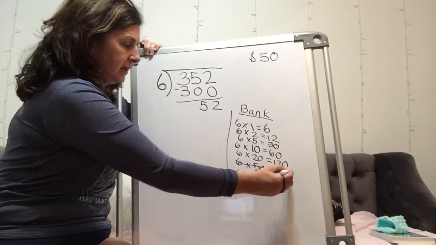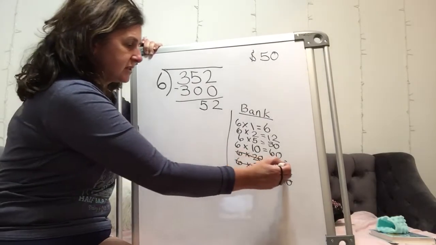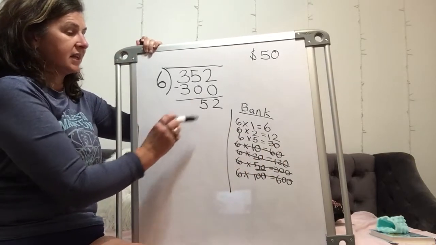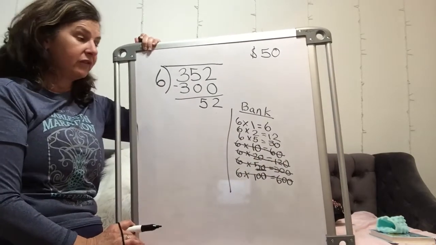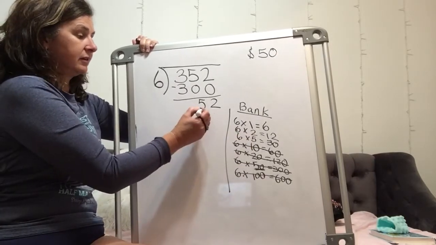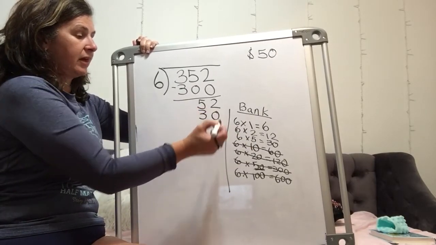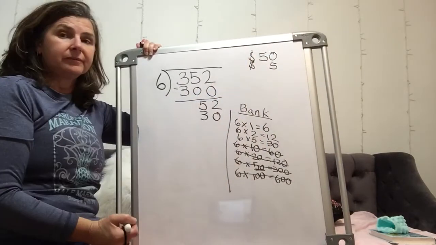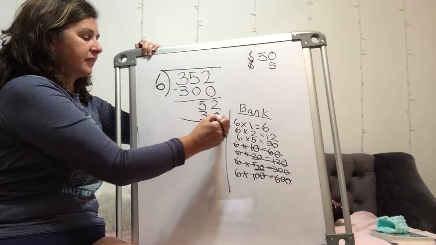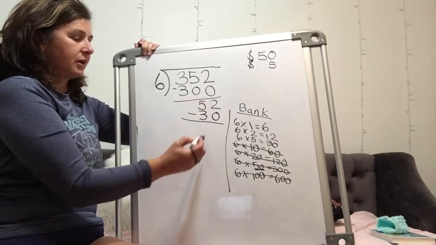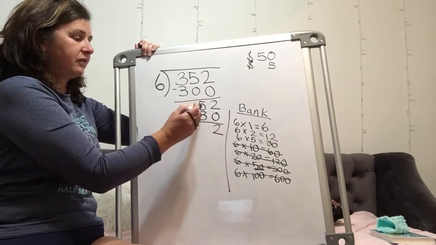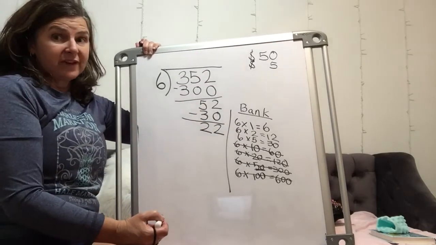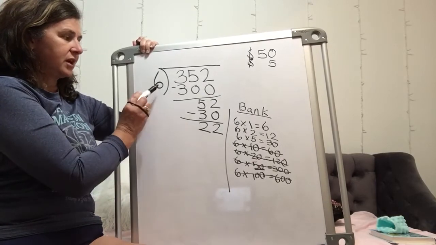This one's too big. This one's too big. This one is too big. The closest I can get to 52 without going over 52 is 30. So I'm going to put that underneath my 32, and then I'm going to bank my $5 bill up here. Then I have to subtract. 2 minus 0 is 2, and 5 minus 3 is 2. Still not finished, because 22 is larger than 6.